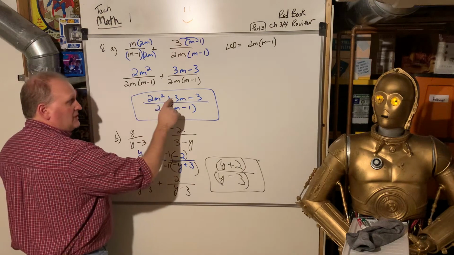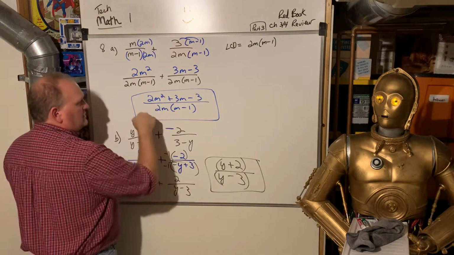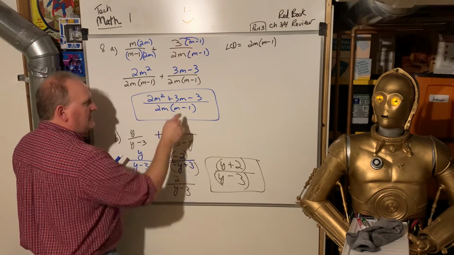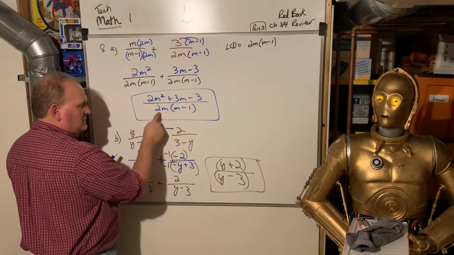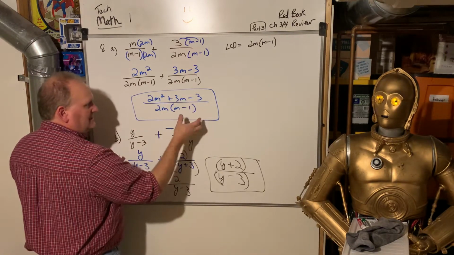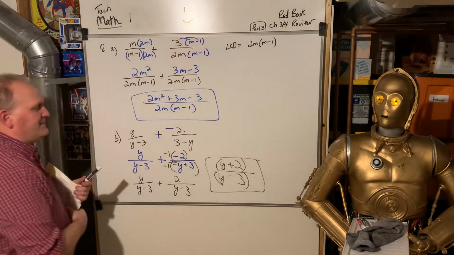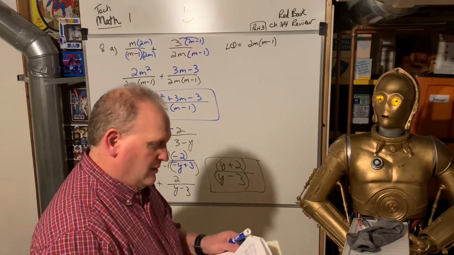Same with this. This is 2m squared plus 3m minus 3. And people write that down and they're like, oh no, I can cancel the 2's, I can cancel the m's. No, you can't, because that's not being multiplied. This would have to be factored, and if there was a 2m outside, then you could cancel it, but it isn't, and so you can't. All right? So warning about that. That's a very common error.